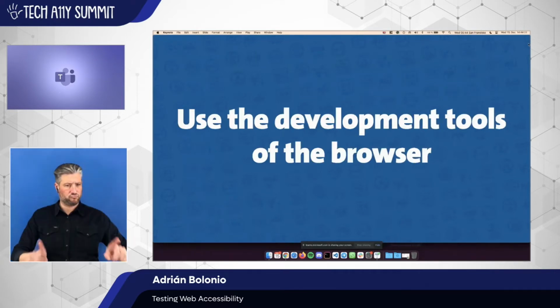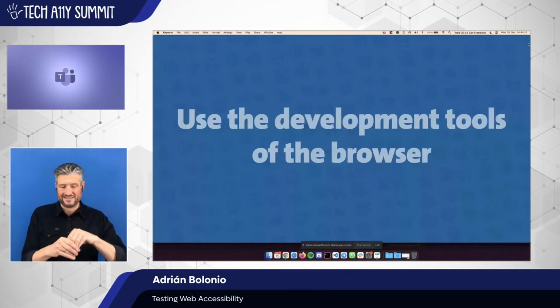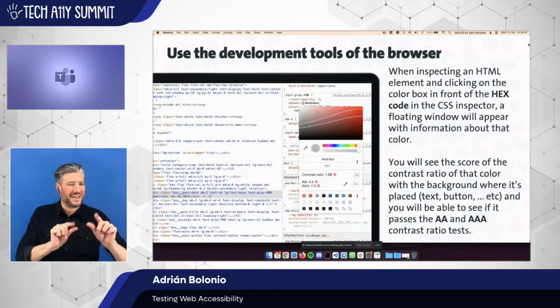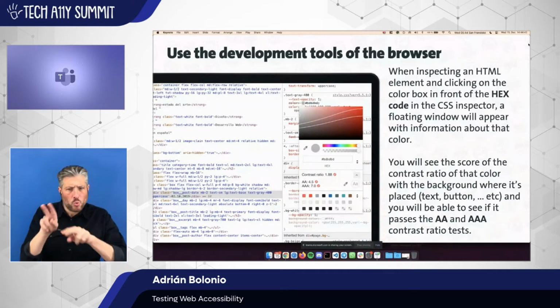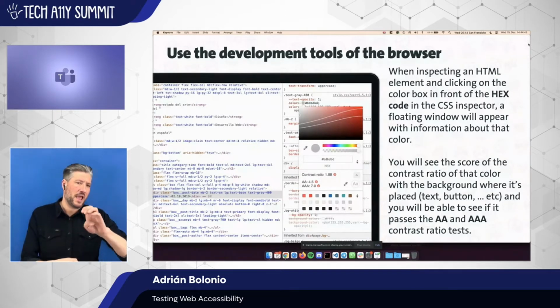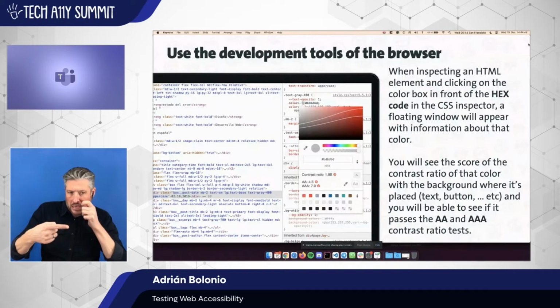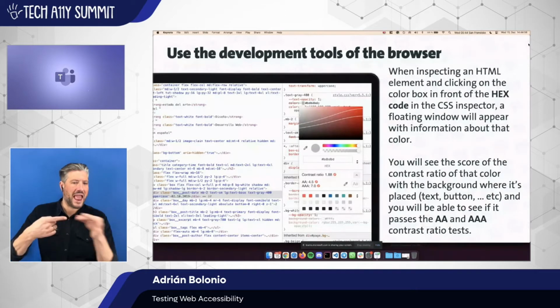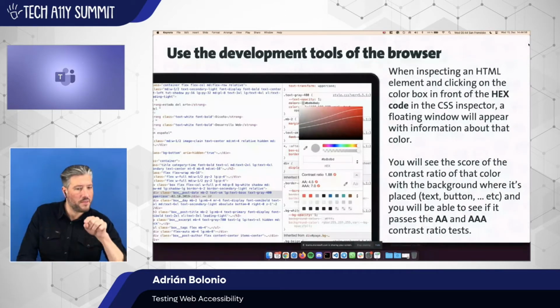In the case of Chrome and Firefox, both have very similar accessibility tools built in. One is the color picker. Once you are inspecting an element in the browser, a text element, you can inspect the color of that text. And in the color picker, you're going to see a contrast ratio number, a value.